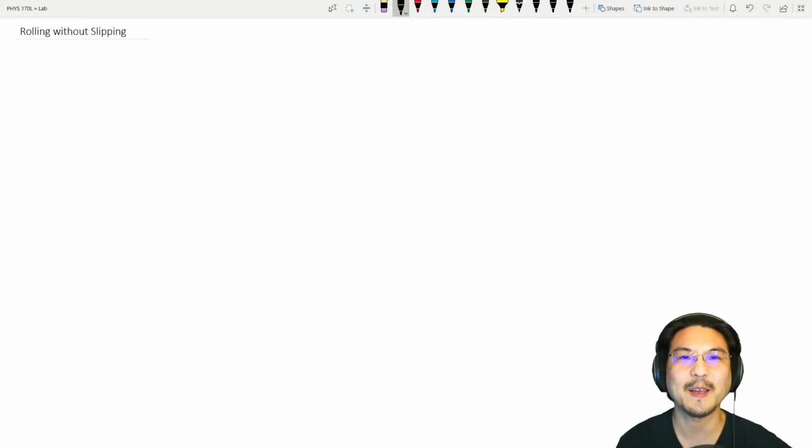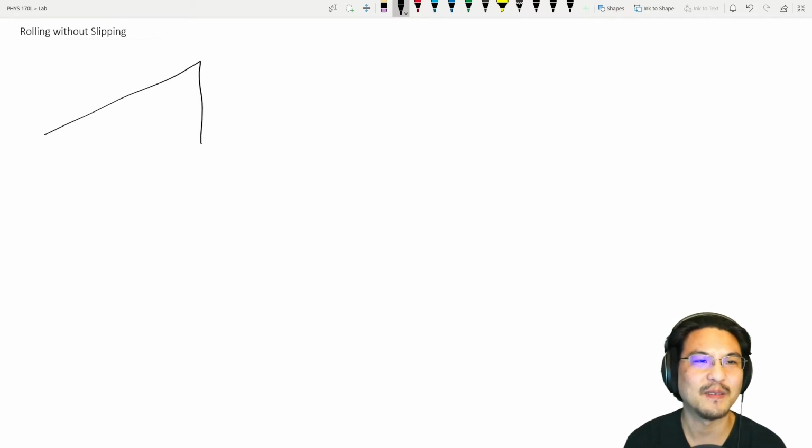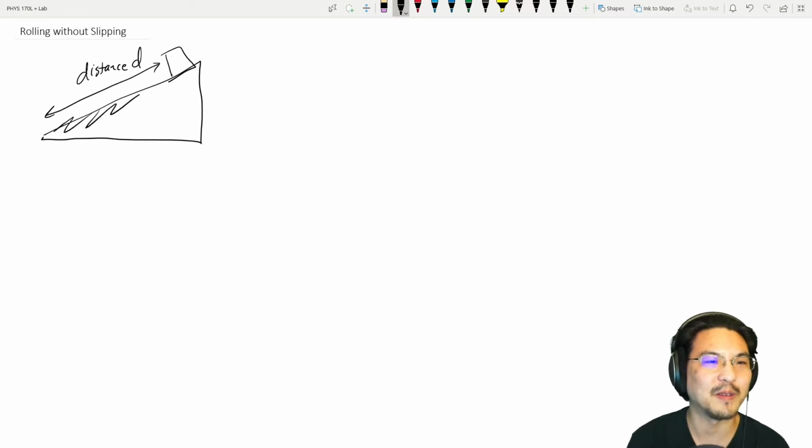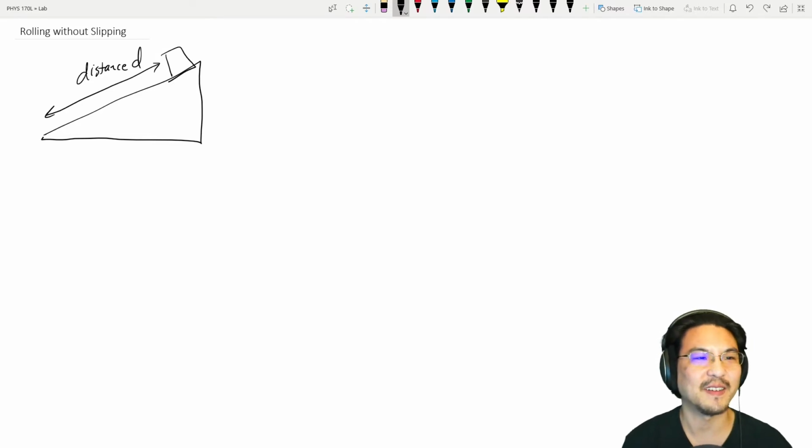Everybody, this lab is really similar to the last lab. Whereas last time you had a ramp and then you put different objects and they would slide down the ramp some distance d, and then there would be kinetic friction over here, right? And then there's some angle, and you would measure the time it took to slide down the ramp.